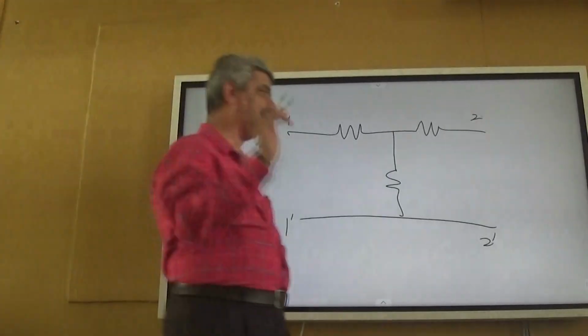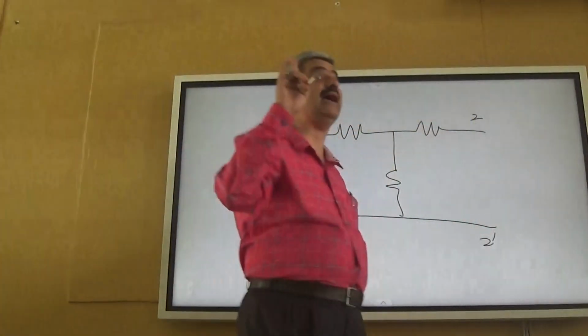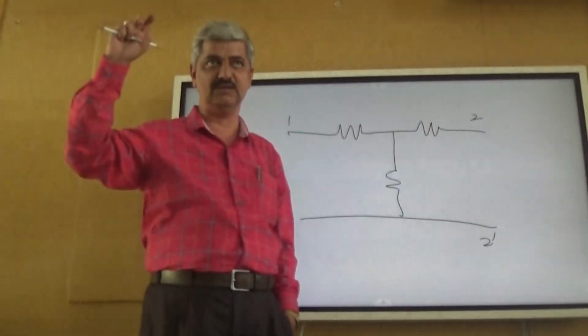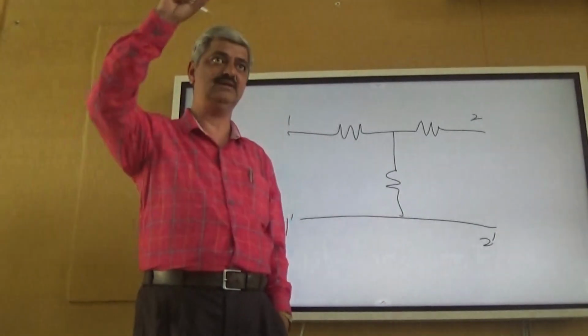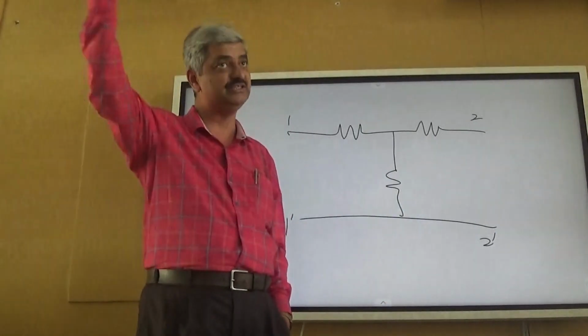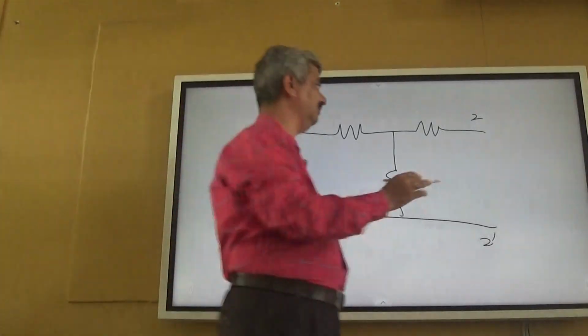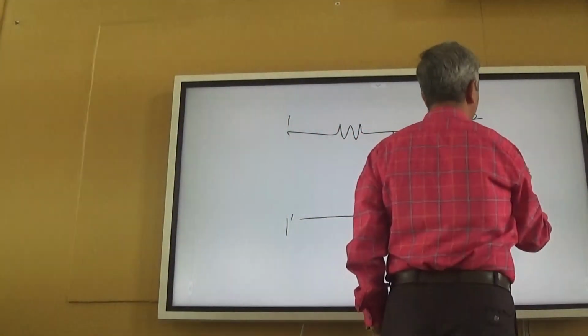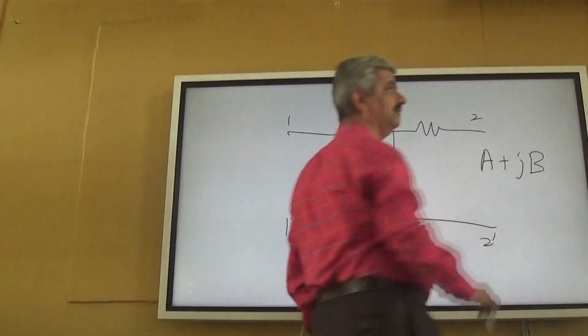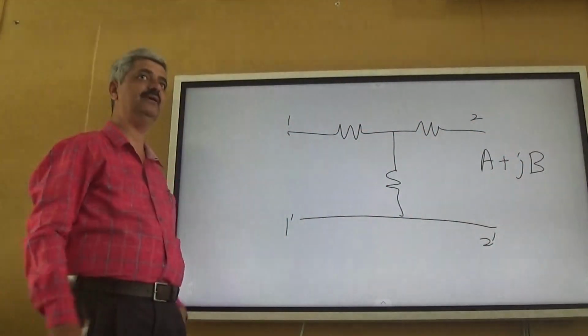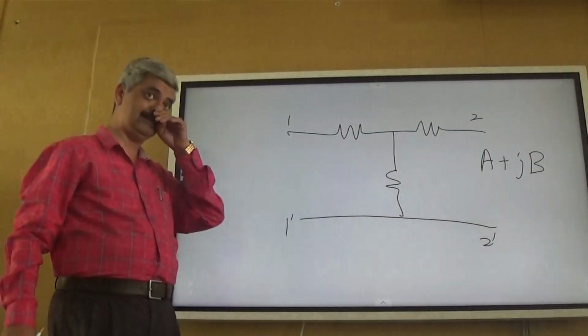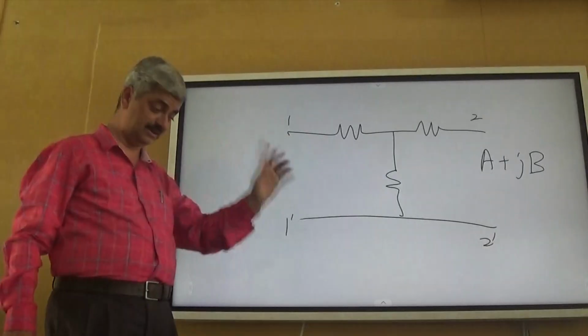And remember this is at a given frequency of operation. For a given frequency source, this is the value of the impedance. If frequency changes, the value will change. So the parameters are given as A plus JB, the in general impedance parameters. This is as regards two-port network parameters.